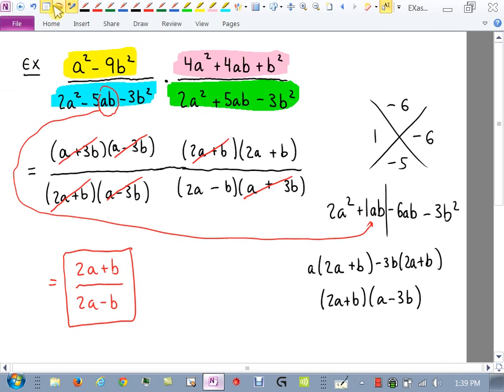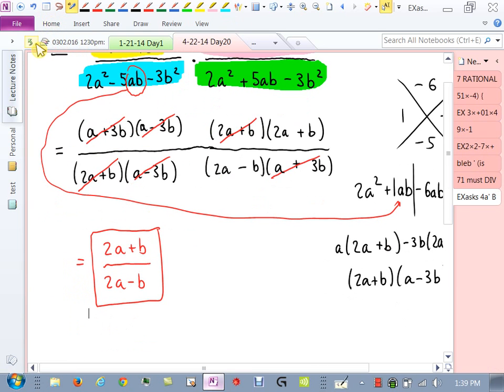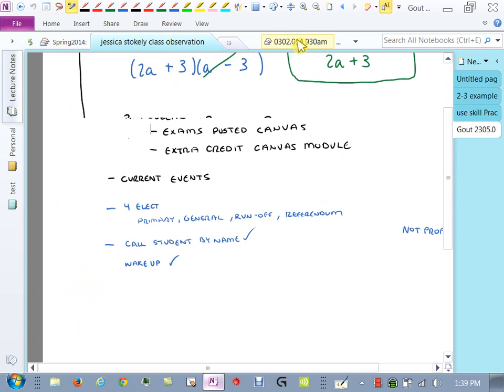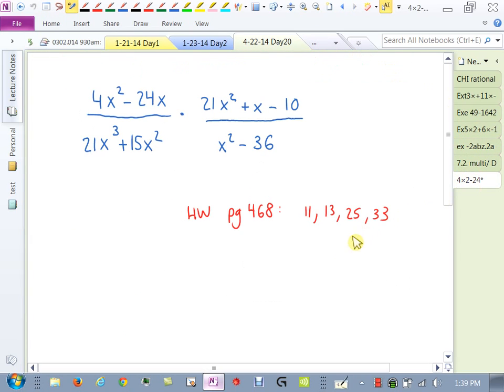Here's the assignment for next time. Off that page right there, page 468. And then this problem right here, I want this to be a take home. I don't have time for it today. I want this to be a take home problem. Well, it's out of two different sections, yes. It's quite a bit of work.